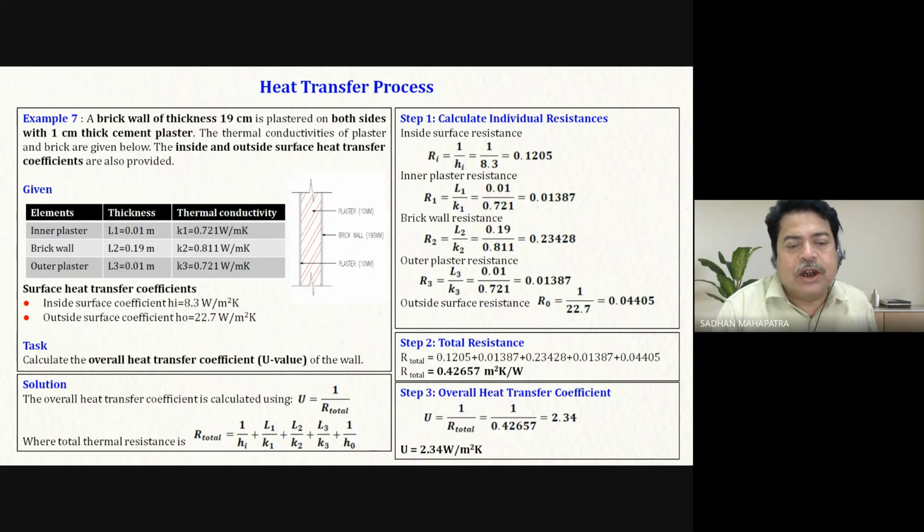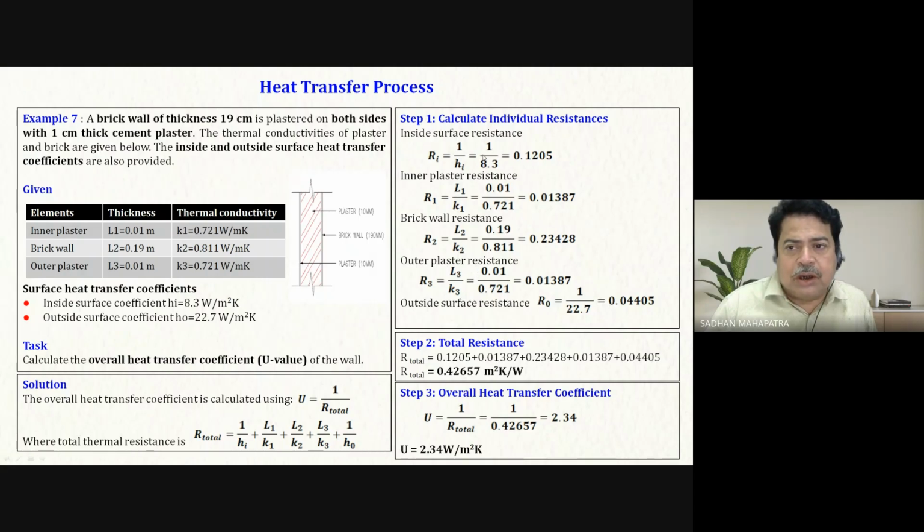Now what will be the overall heat transfer coefficient of the wall? That means the U value of this one. The overall heat transfer coefficient is calculated as U equal to 1 by R total, where R total is 1 by Hi plus L1 by K1, plus L2 by K2, plus L3 by K3, plus 1 by H naught. So we consider each parameter: first the heat transfer coefficient, then the inner plaster, then the brick wall, then the outside plaster, and then the outside heat transfer coefficient.